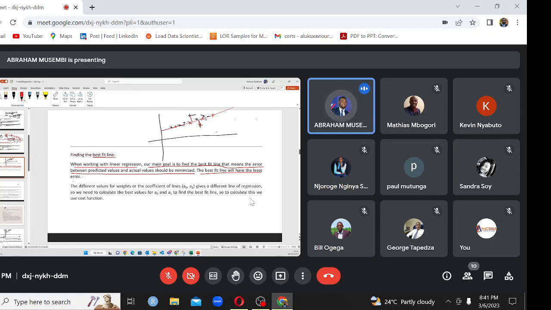So here we will get this value minus this value, that is the vertical deviation. If you add all those vertical deviations, you will get what we call the sum of error terms. If the sum of error terms is a small value, it means you have a good model.